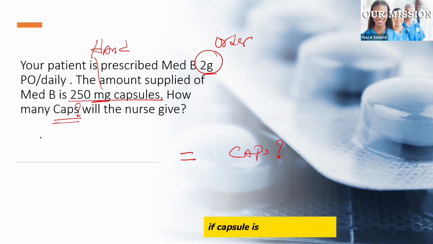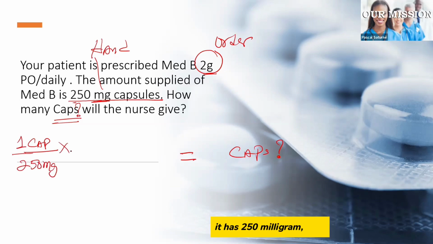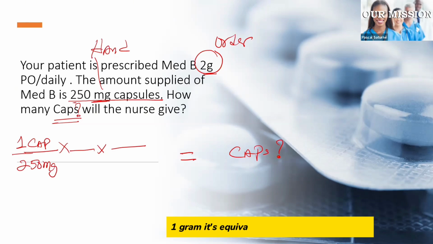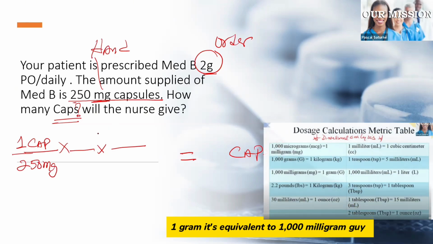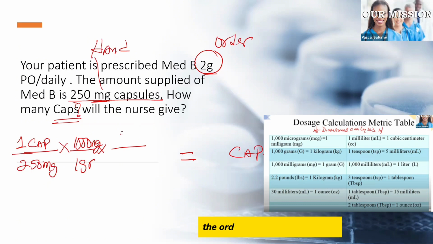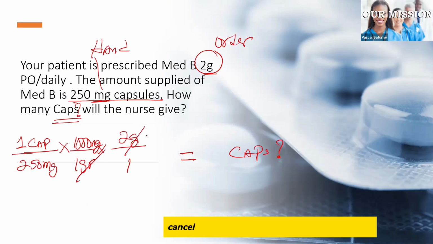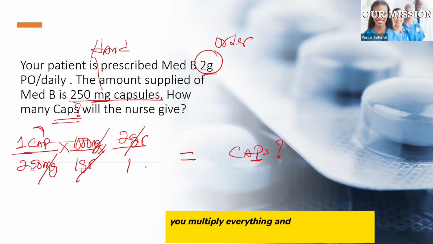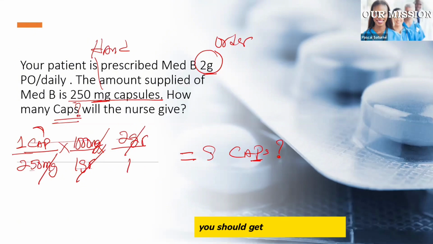If capsule is where I'm going, capsule would be in the numerator. Where do I find that information? It's right here. Per every capsule, it has 250 milligram. Next, let's convert gram to milligram or milligram to gram. 1 gram is equivalent to 1000 milligram. You guys remember, it's in the metric table. The order, 2 gram times 1. Gram, cancel out gram. Milligram, cancel out milligram. Till we have left with capsule. You multiply everything and then you divide it up. You should get 8 capsules per day.